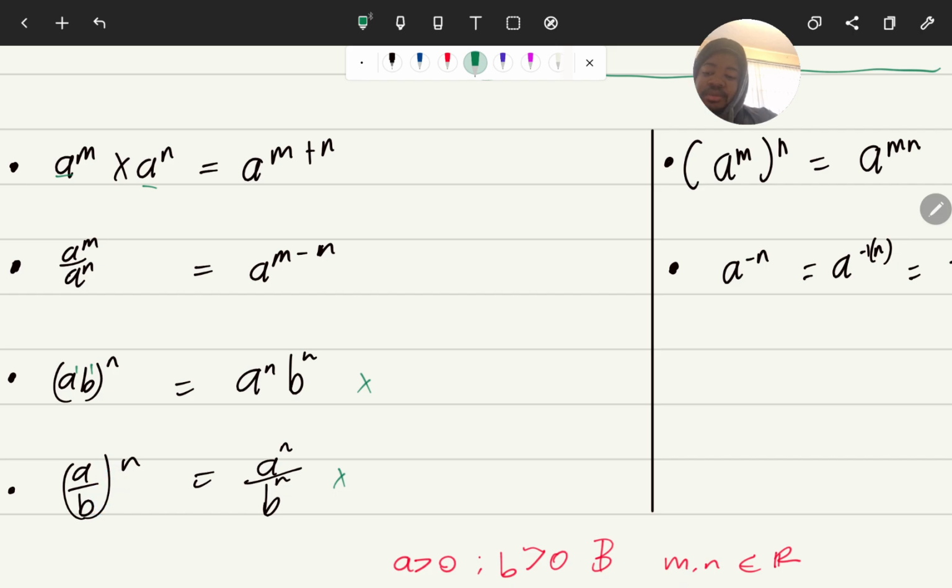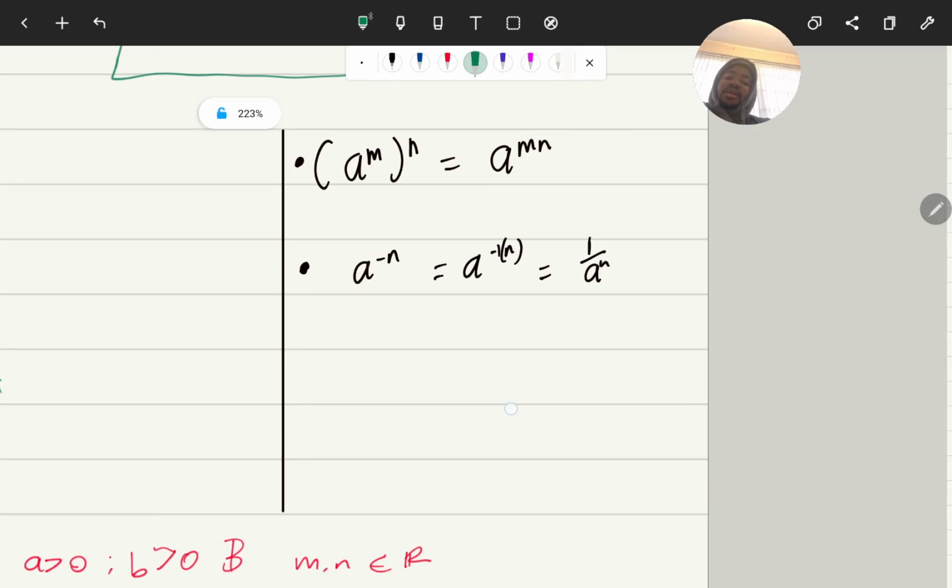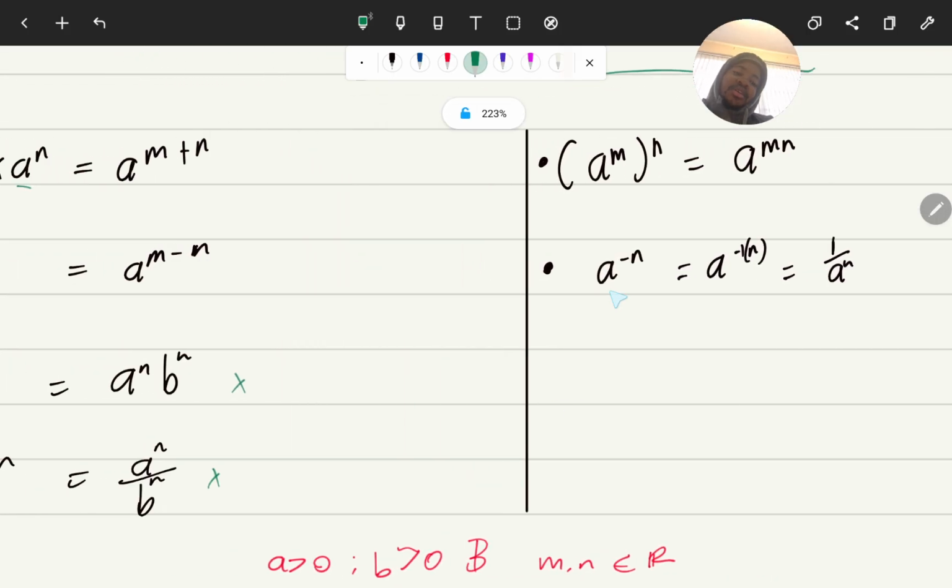We're dividing, but we still have power 1, right? So raising power to power, multiply the exponents, 1 times n. Fair. And then the last one that I have is the negative exponent. When you have a negative exponent, it gives you a fraction. For example, negative 1 is going to give me 1 over a.